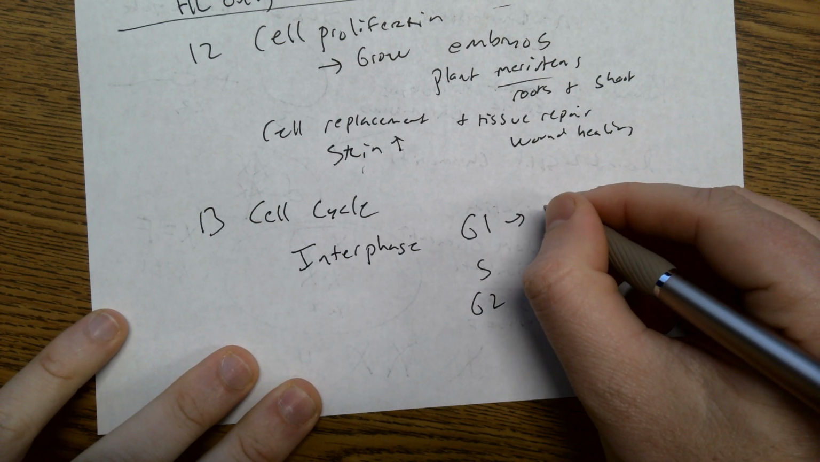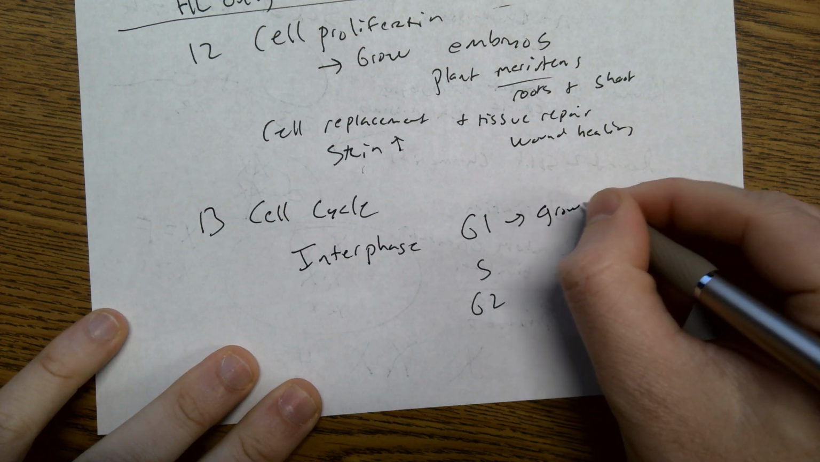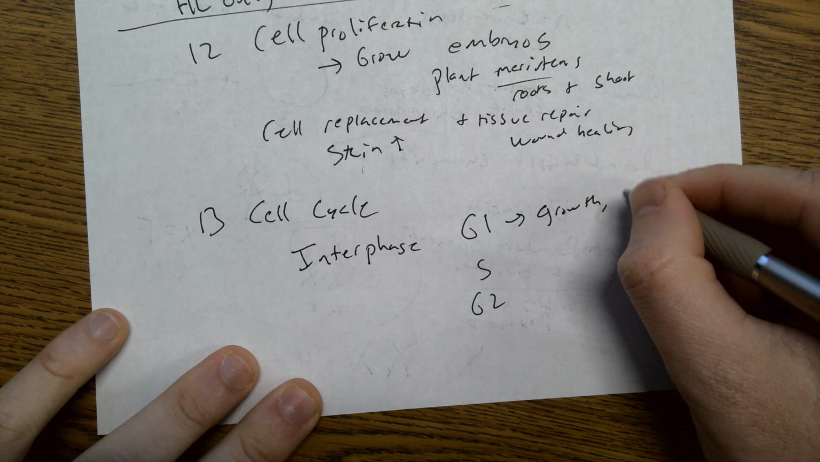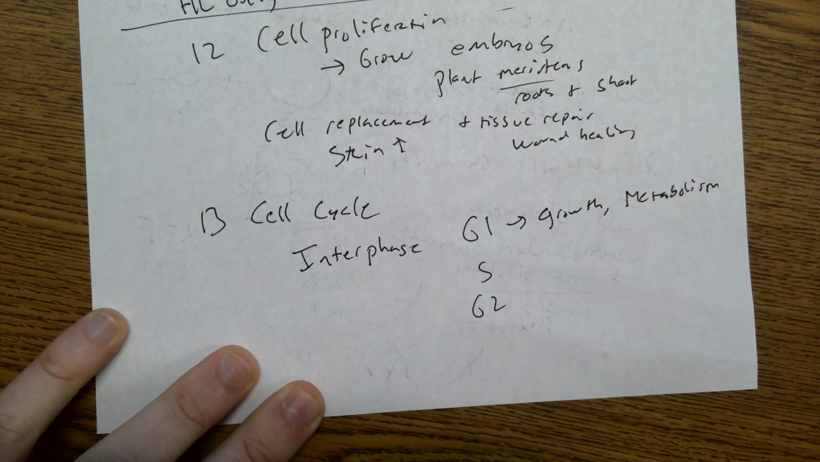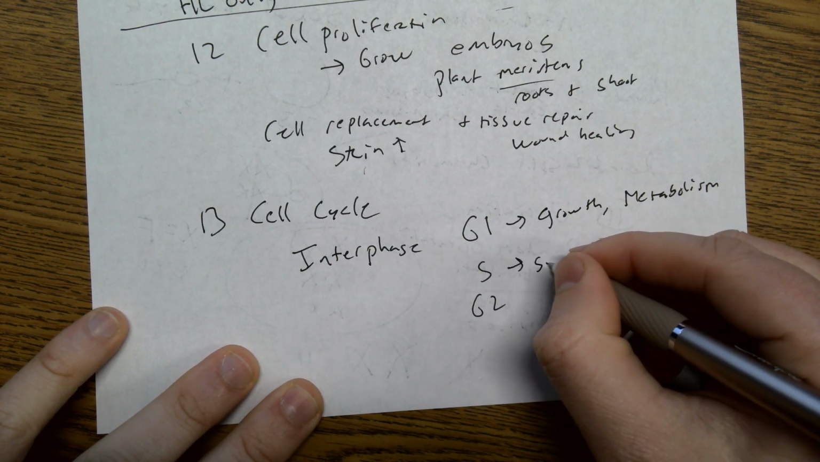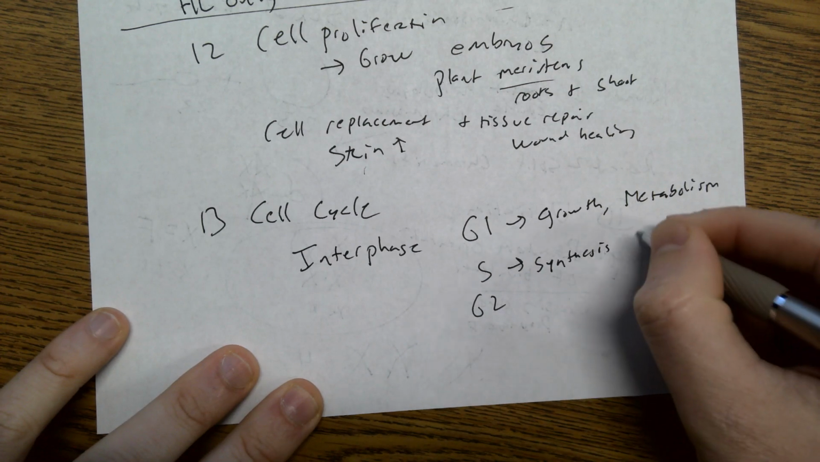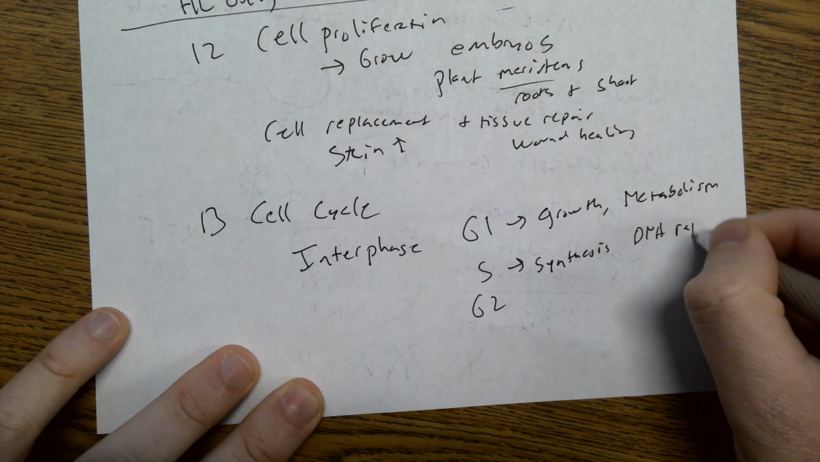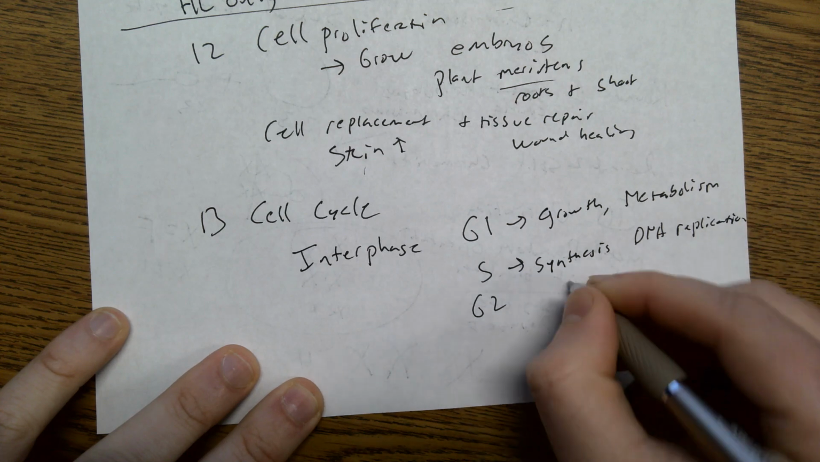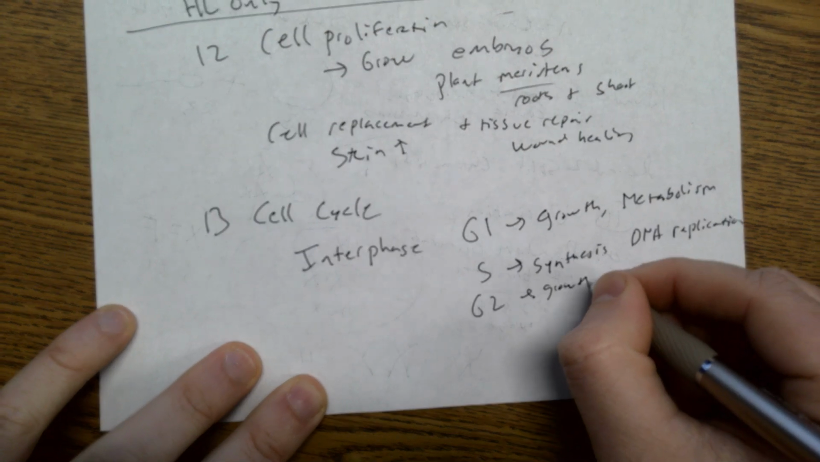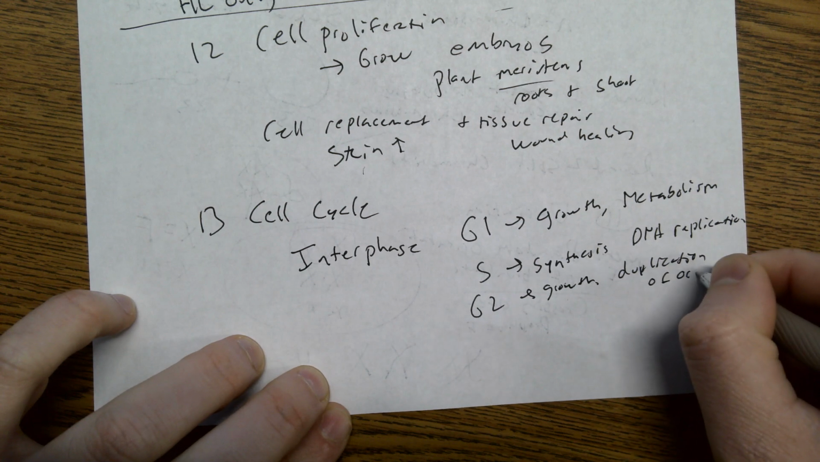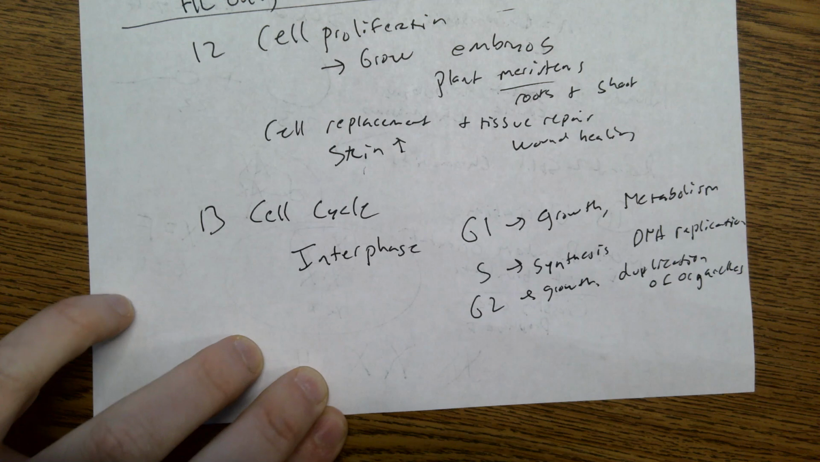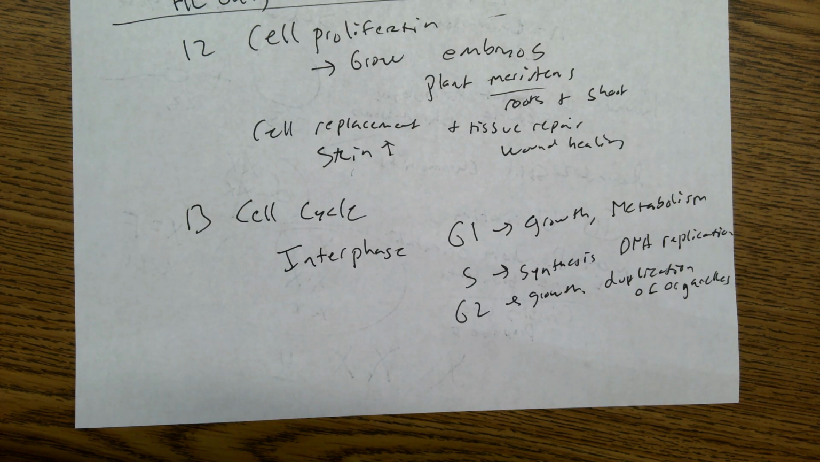G1 is called the gap 1 phase, and here you have growth of the cell. It's getting bigger, it's doing metabolism, it's doing all kinds of things, just kind of living its life. S here is the synthesis phase, and this is where DNA replication happens. So it's the synthesis of DNA. And then in G2, you have like more growth, more metabolism, and duplication of organelles. So you're going to make more of the organelles that need to be made through duplication. So for example, the mitochondria and the chloroplast.